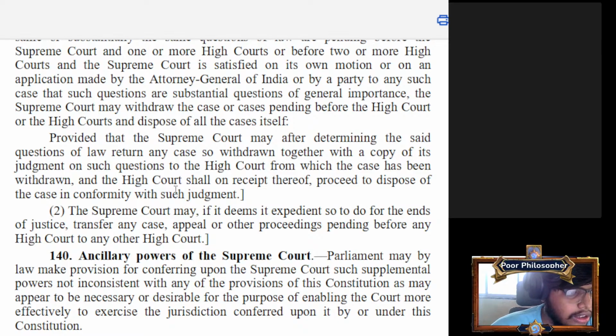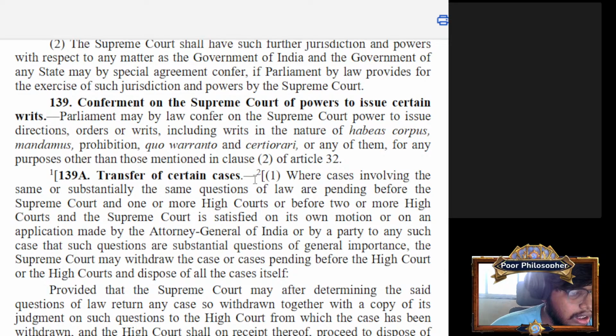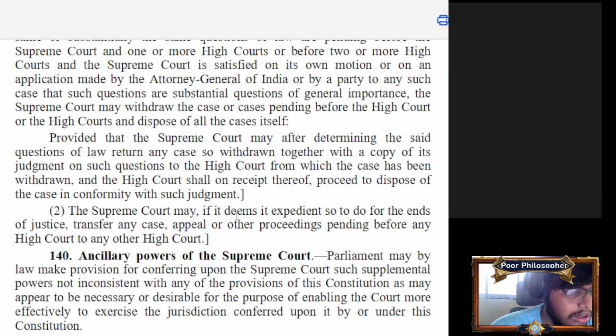So basically, the Supreme Court can take up a case from the High Court that is going on and order the High Court to pass it on to them. I guess the Supreme Court may, if it deems expedient for the ends of justice, transfer any case, appeal, or other proceeding pending before any High Court to any other High Court. Okay, so the Supreme Court can also transfer cases from one High Court to another High Court if it finds necessary.